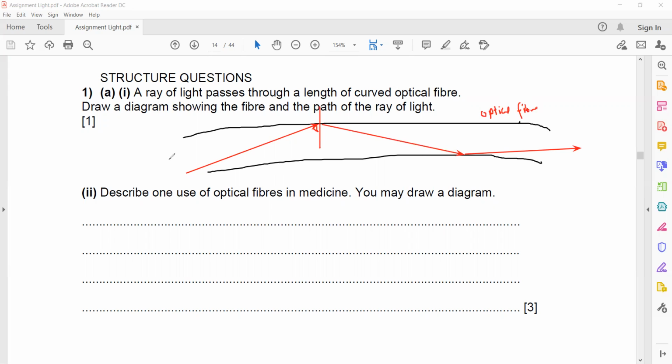And this one is a ray of light. So that you have to draw and you will score 1 mark.